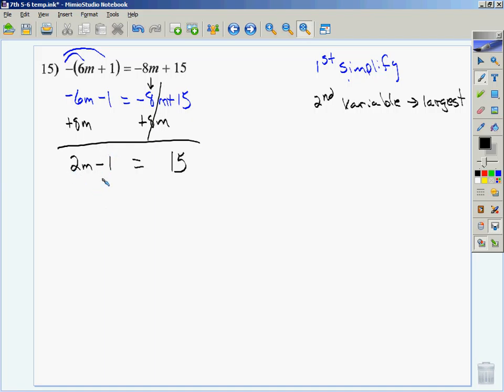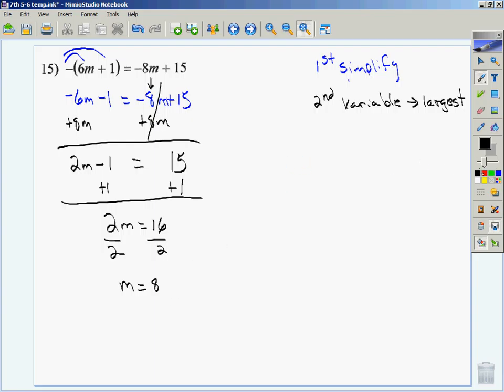Getting m by itself now is really much like what we've been doing the rest of the week. I can add 1 to both sides. I now would have 2m is equal to 16. And my last step would be to divide by 2. And m would be 8.